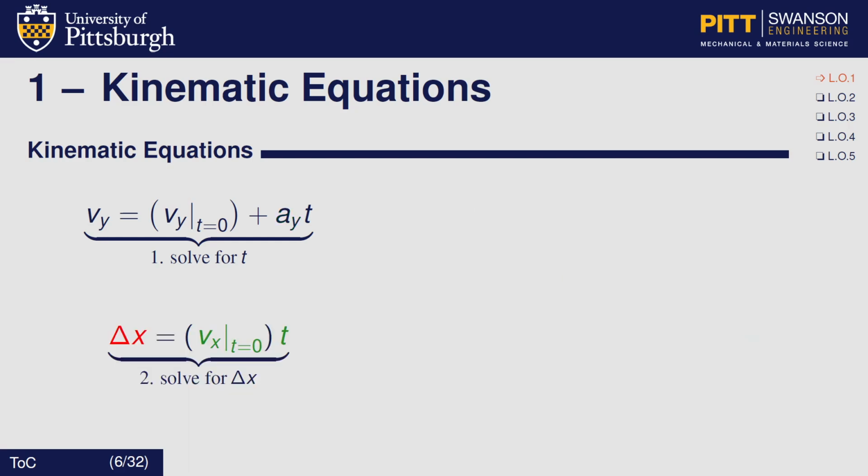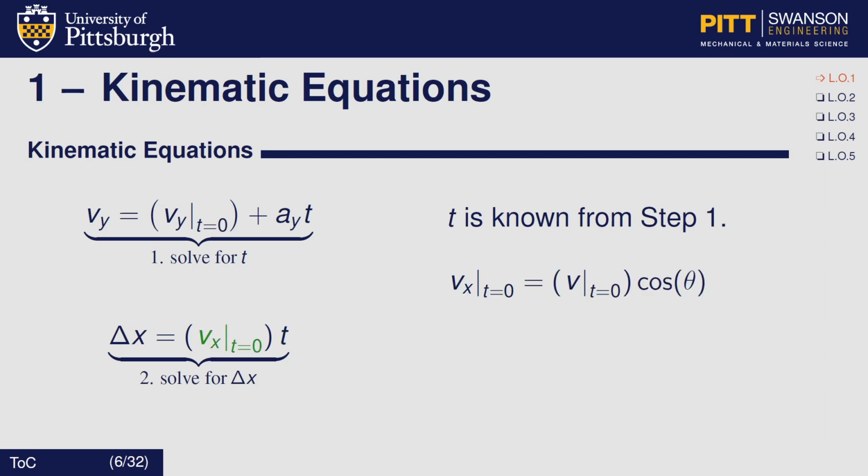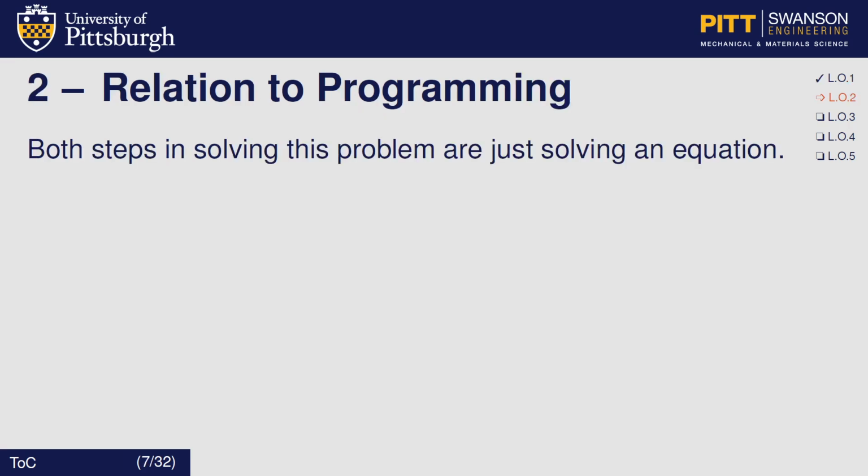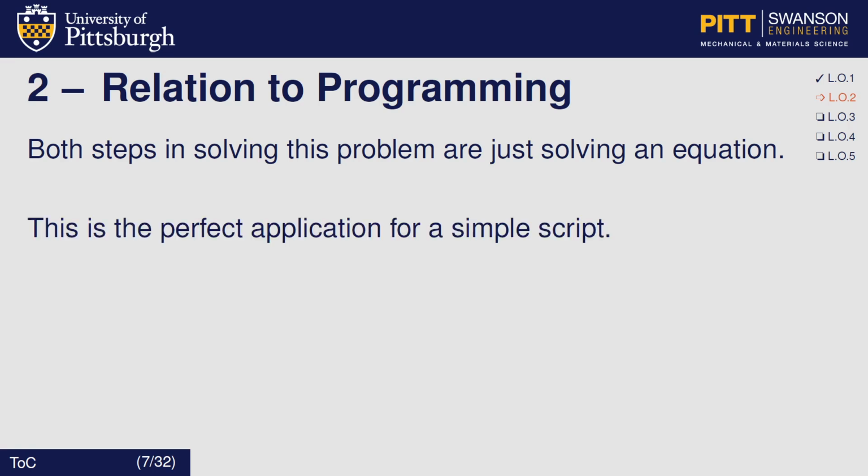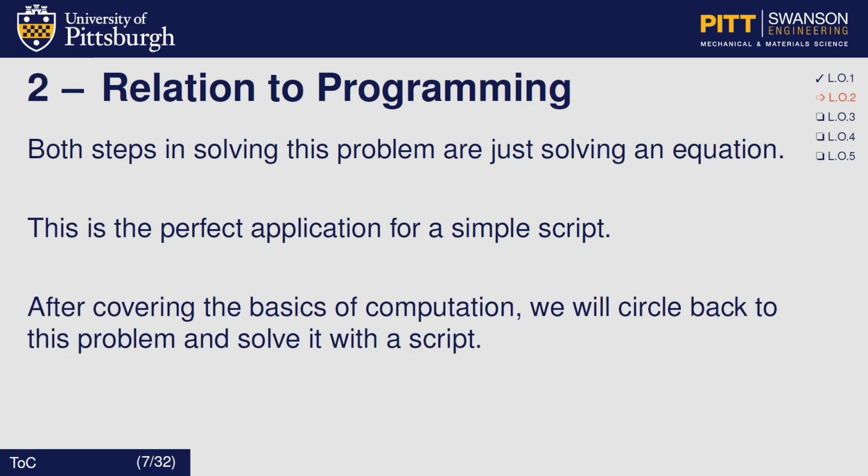Then the second equation is delta x equals the initial x velocity times the total time elapsed. Delta x is the only unknown in this equation because the time t is found from step 1, and the initial x velocity is calculated as the cosine component of the initial total velocity. Both steps of this problem are really just solving an algebraic equation. This is perfect for a script employing basic computation. So, after covering the basics of computation in this lecture, we will circle back to this problem and solve it using programming.